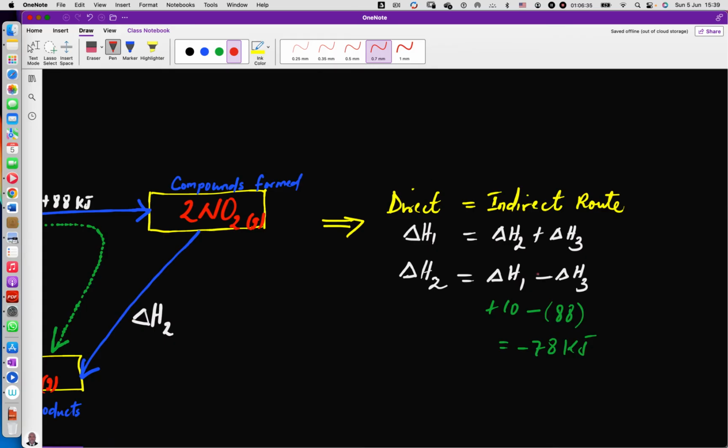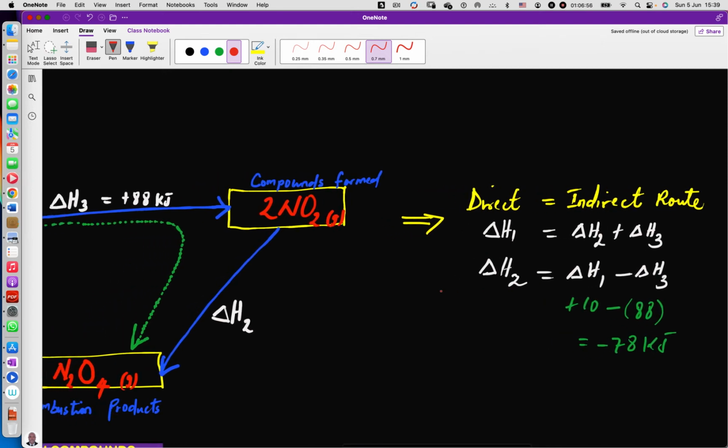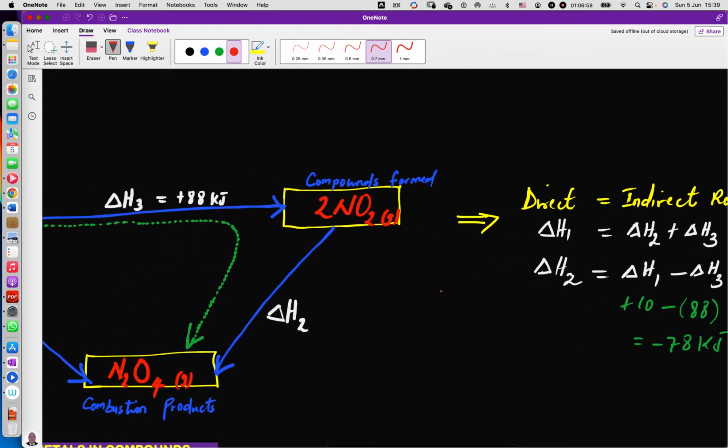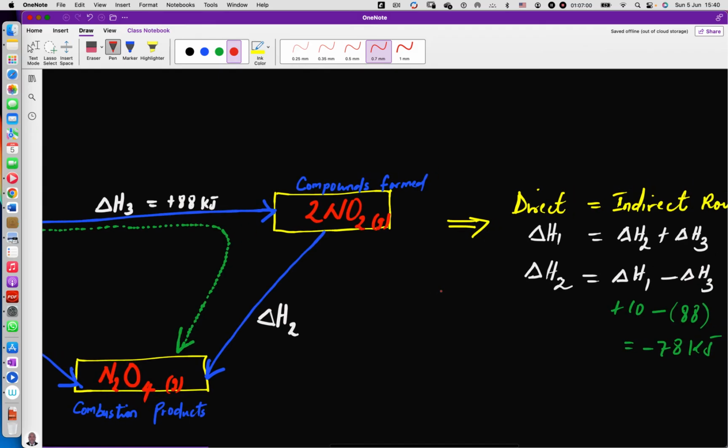So now, if we substitute our value, enthalpy 2 will be equal to what? Plus 10 minus 88 will be equal to negative 78 kilojoule. And the negative 78 kilojoule, that is the value for enthalpy 2.